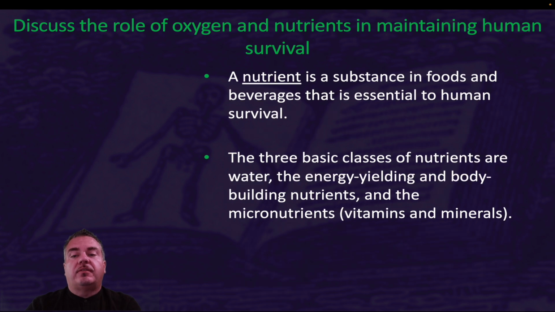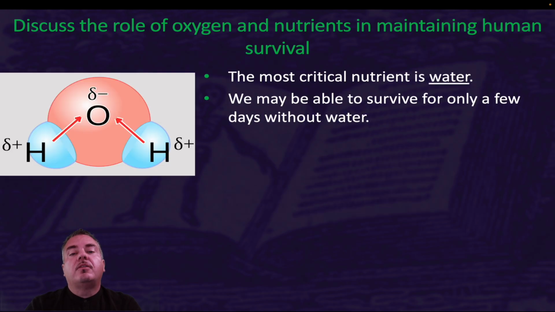A nutrient is a substance in foods and beverages that is essential to human survival. The three basic classes of nutrients are water, the energy-yielding and body-building nutrients, and the micronutrients, which are vitamins and minerals. The most crucial nutrient is water. We may be able to survive for only a few days without water.